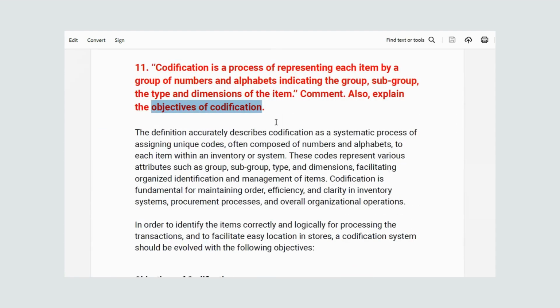Okay, so the definition accurately describes codification as a systematic process. It means that codification is fundamental for maintaining order, efficiency, and clarity. The codes that are used for identifying the various products, depending upon the groups or the subgroup type, all this kind of thing comes under codification. To identify the items correctly and logically for processing transactions, the codification system helps to a great extent.